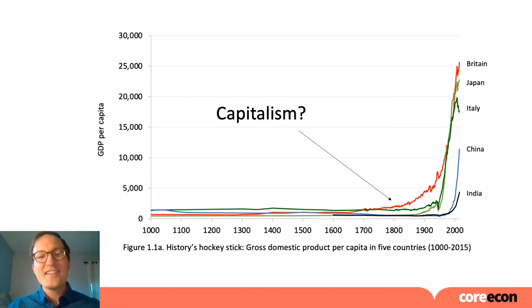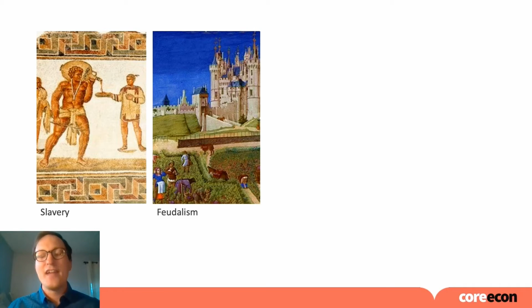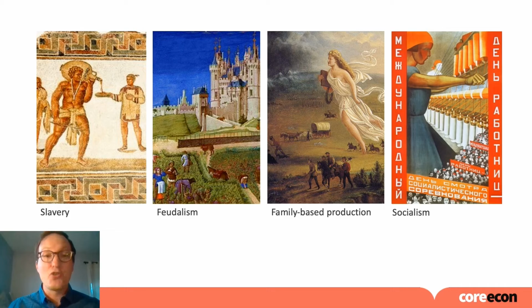It also asks students to consider whether or not capitalism can explain this fantastic economic growth over the last century or two. By naming capitalism, students immediately are drawn to compare and contrast it with other economic systems, including slavery and feudalism, family-based production, socialism.